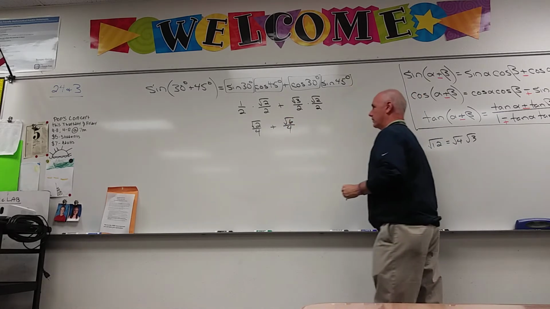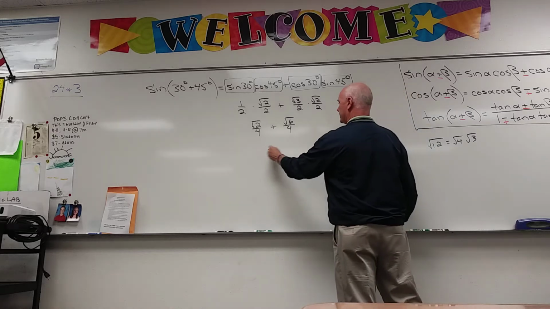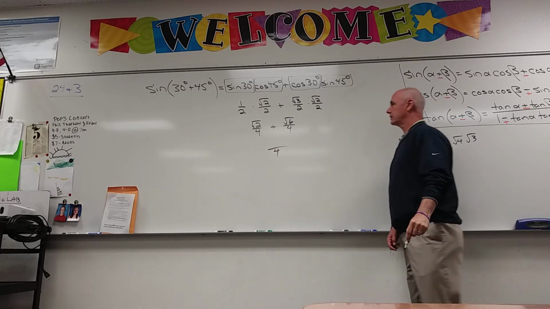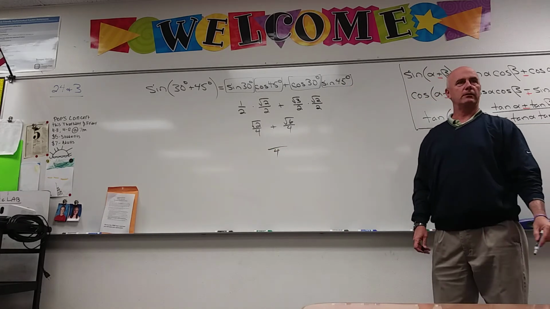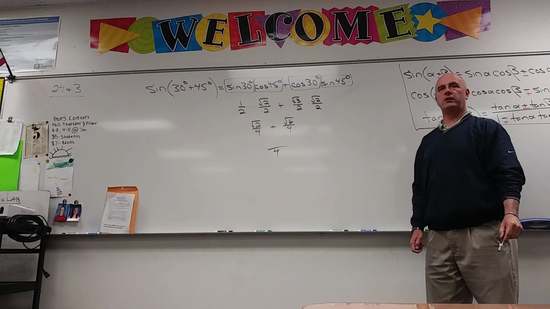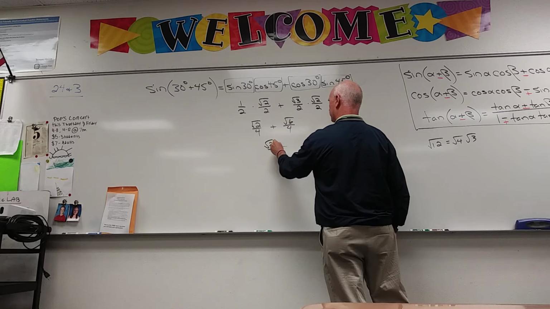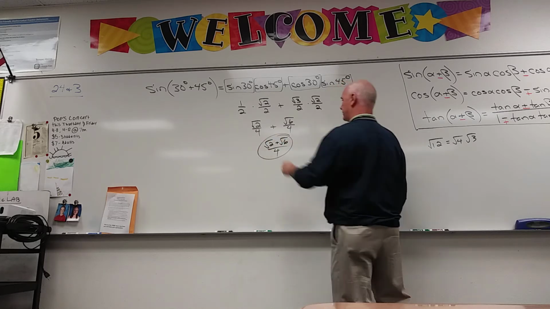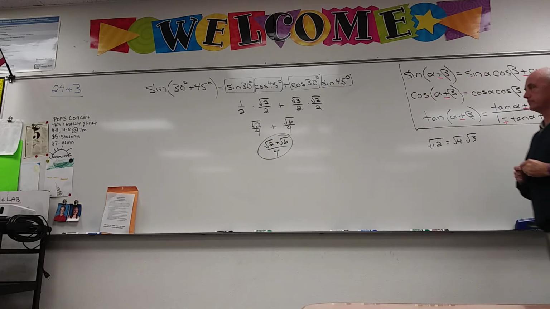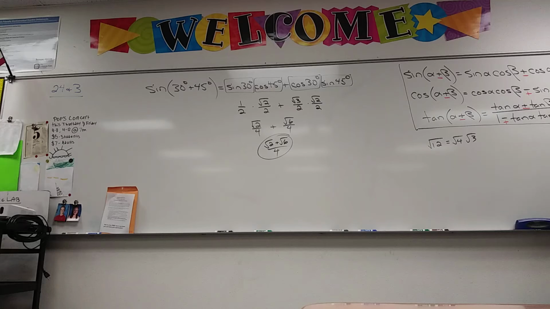Good. All right, so now we can combine them into one fraction. Square root of 2 plus square root of 6, all over 4. That would be our answer. Is that an exact value? Yes, it is.